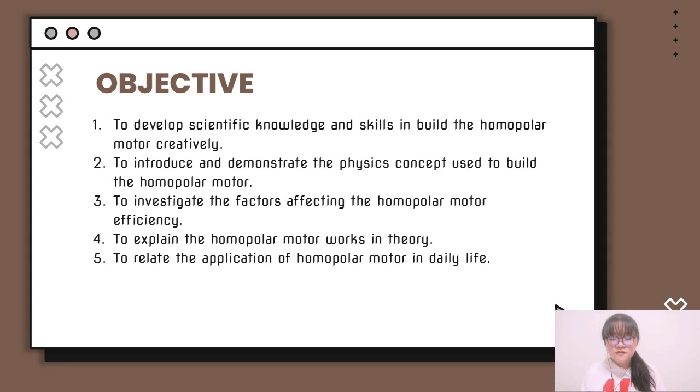Fourthly, the objective is to explain how the homopolar motor works in theory. Lastly, the objective is to relate the application of the homopolar motor in daily life.